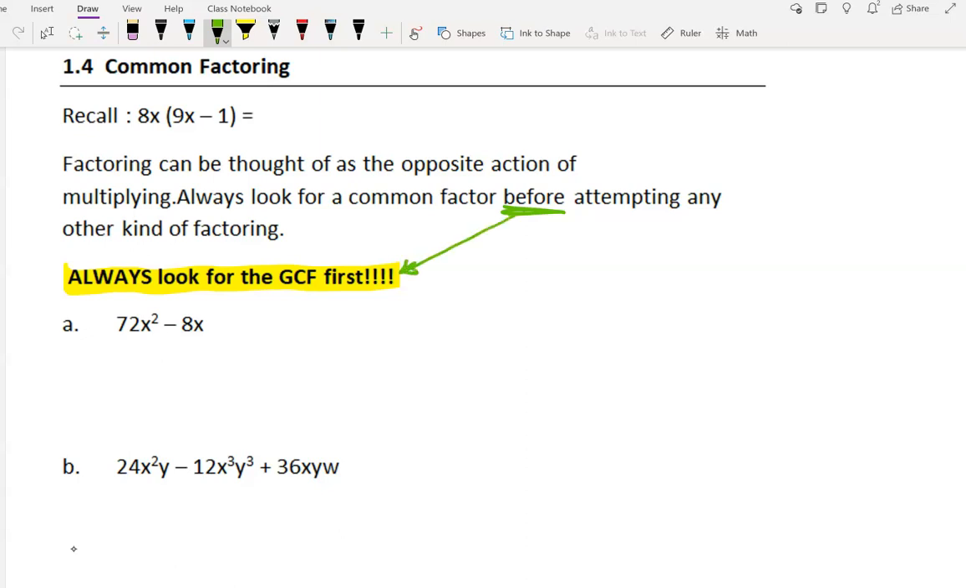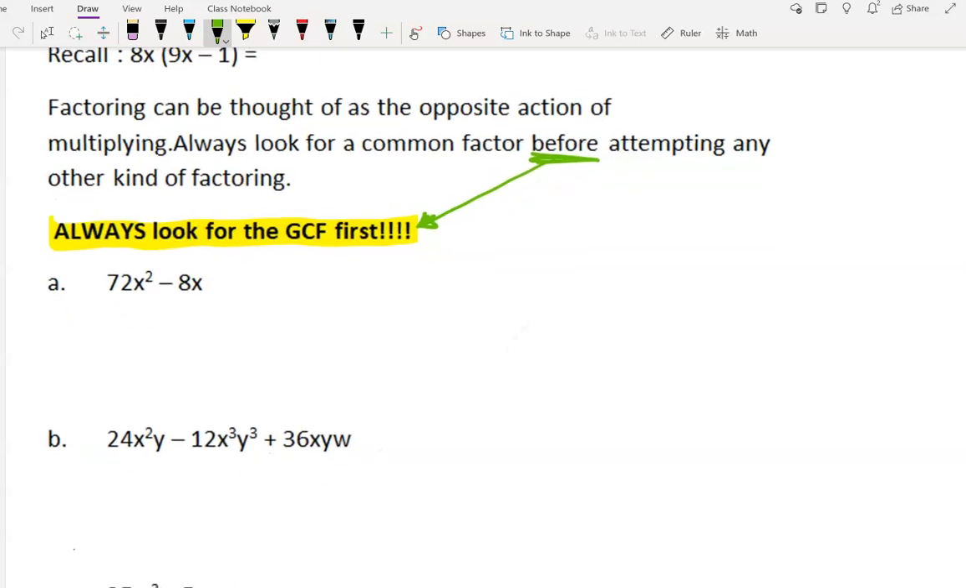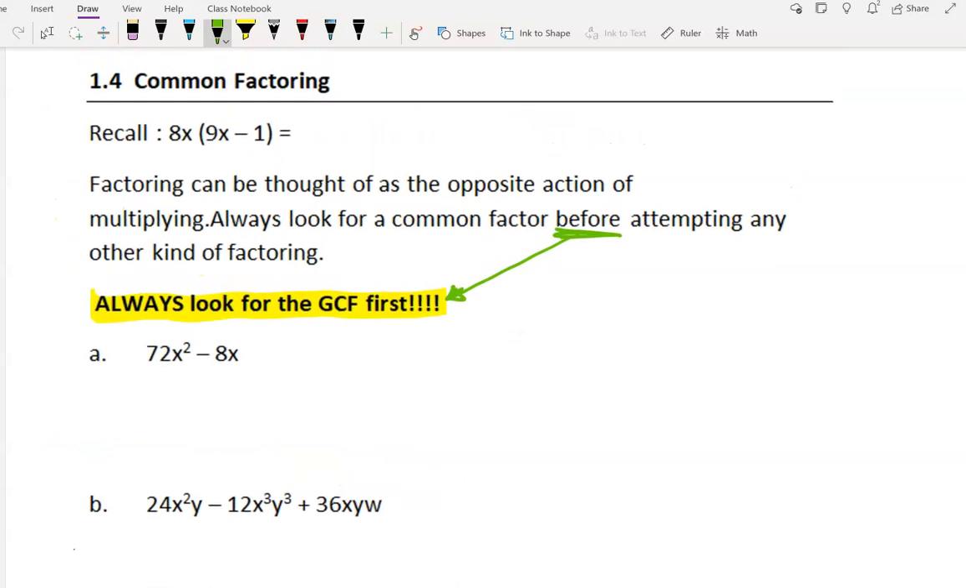That's what I mean here. Always do this first. Today, this is the only thing we're going to do. We're going to common factor. But in the future, remember, you're going to look for this first. If you can do this first, it's going to save you some work. All right, so you're going to see these two are the opposites of each other.